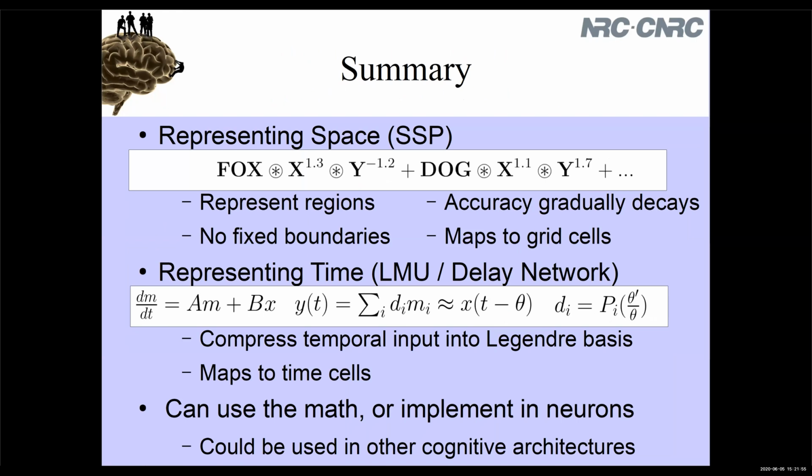So this is how we're going about representing space. You can represent regions. You get this nice gradual decay of accuracy. You don't have any fixed boundaries in your space. It maps pretty nicely to grid cells. You can also represent time with these sorts of weird vector representations by solving a differential equation, and it seems to map really nicely onto both the Legendre basis and time cells. And importantly, for all the stuff that I was showing here, you can either just do the math, or you can take the math and implement it in neurons. And so I'm very hopeful that these sorts of things could be connected to other people's cognitive architectures. And that's what I had to say. Thank you.